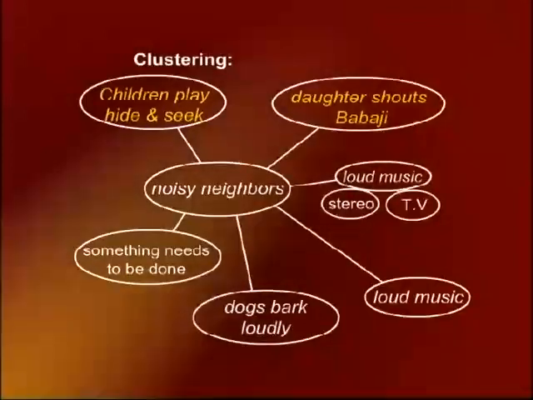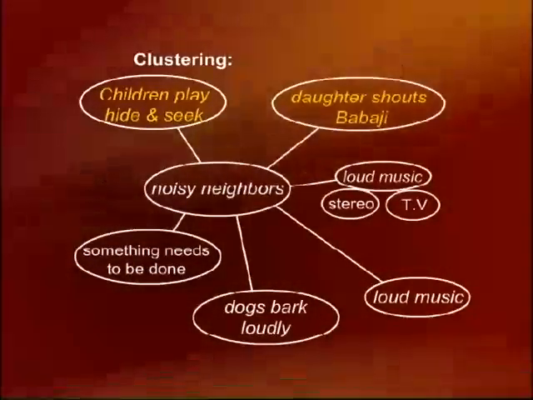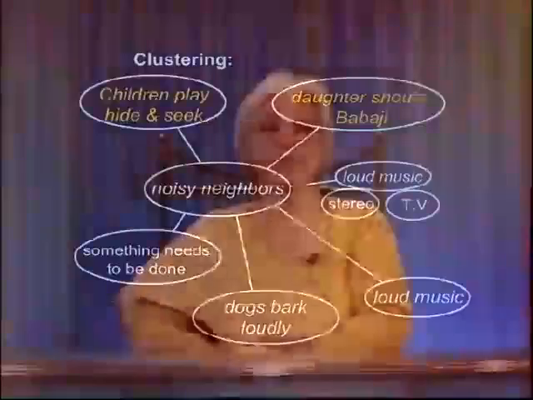In the center, it says noisy neighbors. And then you've got daughter shouts Babaji. You've got children play hide and seek. Then the idea came that dogs bark loudly, and you've got it there. Then the idea that loud music, and then the kinds of music that is played, stereo and TV. And there is the conclusion. Something needs to be done. Now this is one way. One way is to just jot down the points as they come into your head. The other is making little clusters. This is what is known as brainstorming. All the ideas that come into your mind, you jot them down and you write your paragraph.